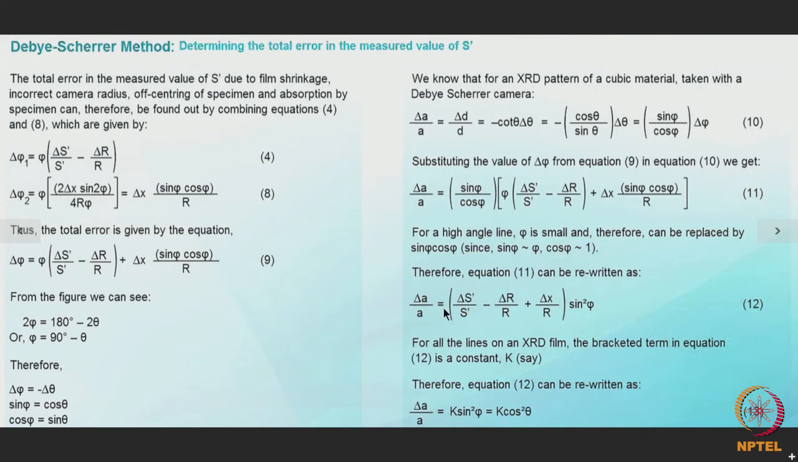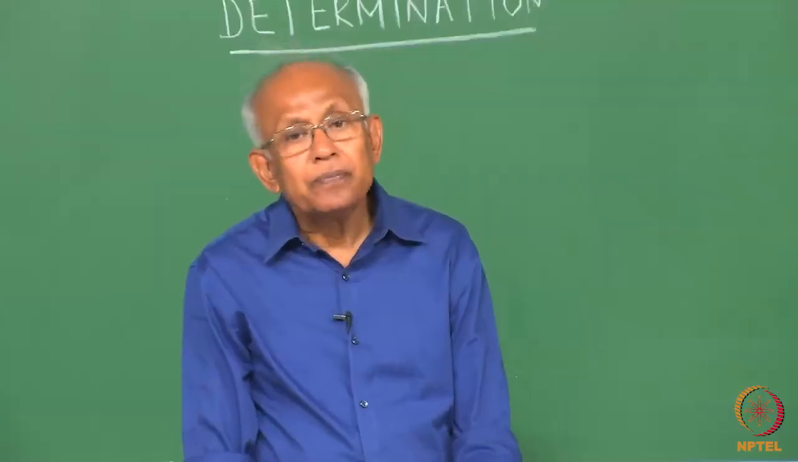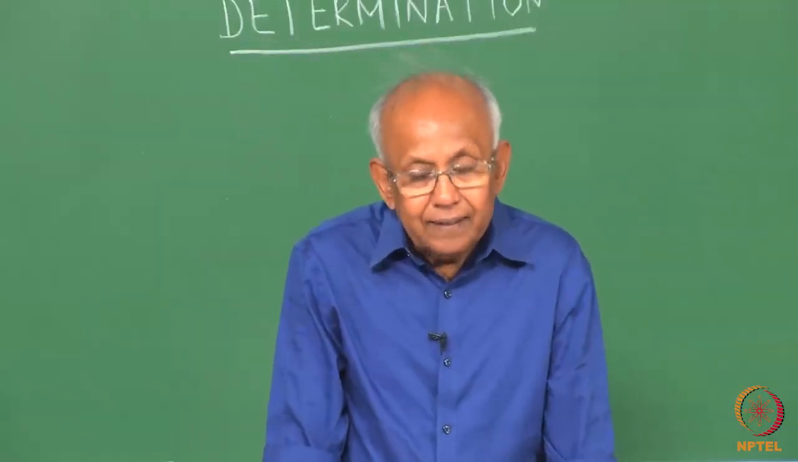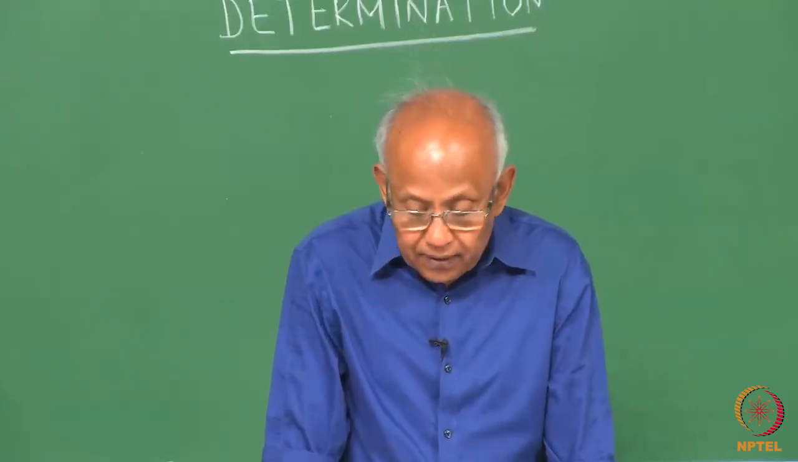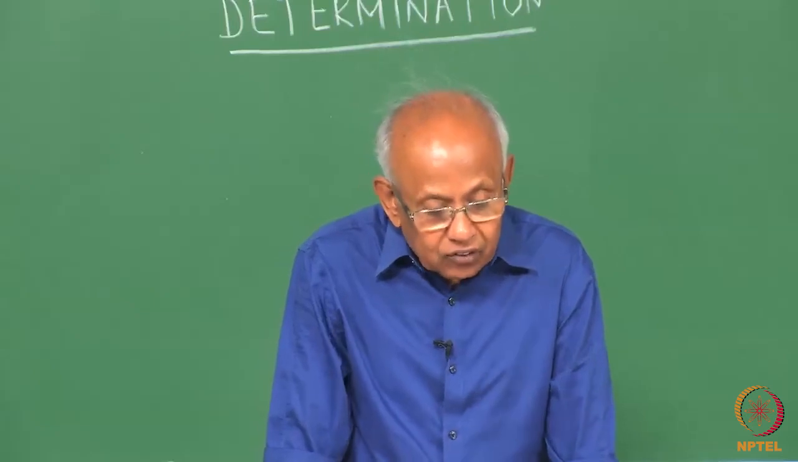Now, if we look at all the lines on an X-ray diffraction film, the bracketed term in this equation is a constant for all the lines in the pattern, and we can write it as the constant k, say. Therefore, equation 12 can be rewritten as delta A by A is equal to k times sin square phi, or it will be equal to k times cosine square theta. Now, we can determine the lattice parameter quite precisely by following this procedure.